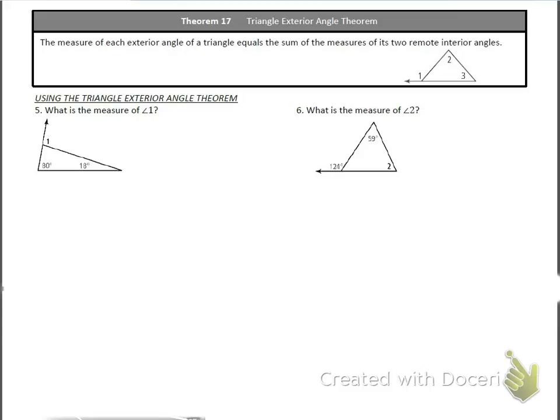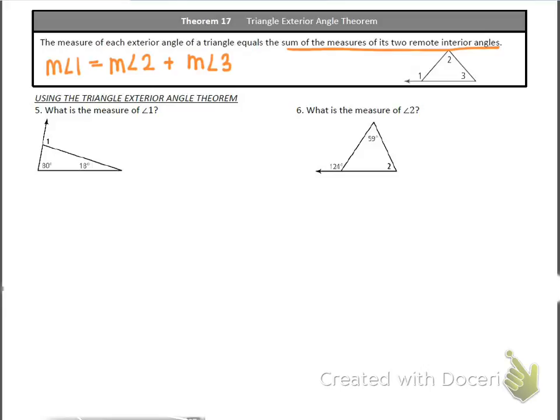So the triangle exterior angle theorem says that the measure of each exterior angle of a triangle equals the sum of the measures of its two remote interior angles. So in this picture, which is the exterior angle? Angle 1. So we would say that the measure of angle 1 equals the sum of the remote interiors. The remote interiors are 2 and 3 because they're the non-adjacent ones. So the measure of angle 1 equals the measure of angle 2 plus the measure of angle 3.